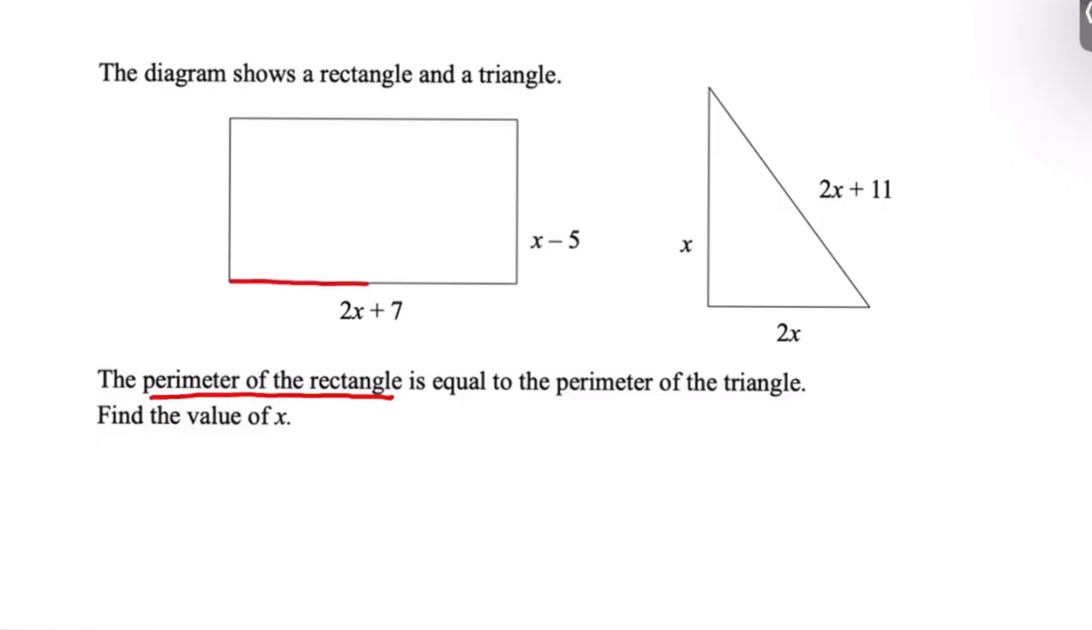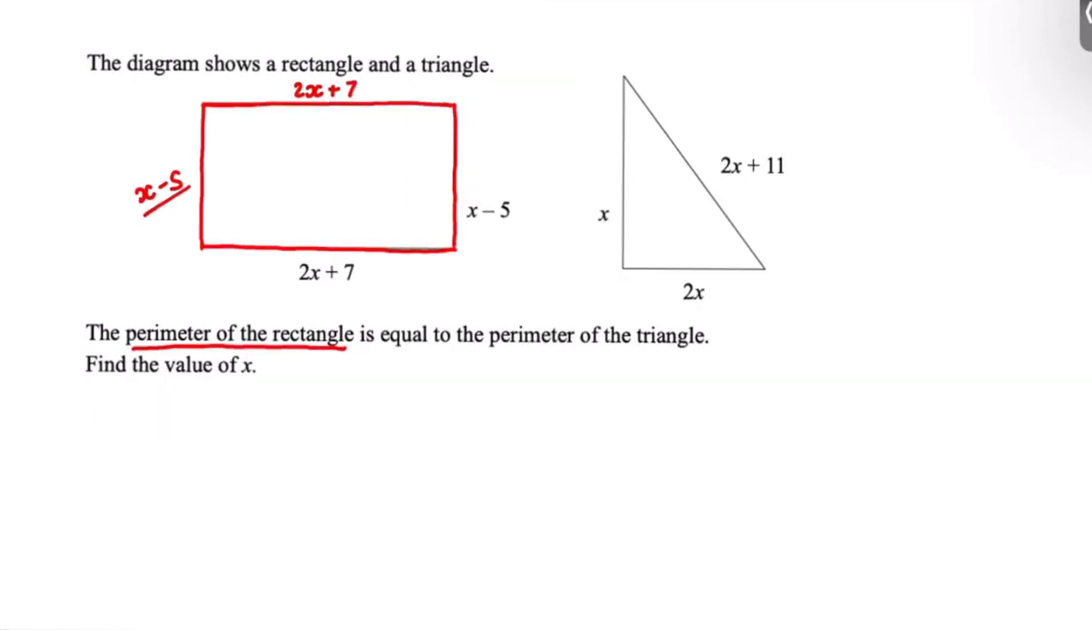That means that if this side is 2x plus 7, the side which is opposite it, this side, is also going to be 2x plus 7. So let's just label that 2x plus 7. Okay, and we know that this side is x minus 5, which means that the opposite side is also going to be x minus 5. So we're just going to label those two down now. So now we've built ourselves a rectangle and it has four sides, and we need to work out the perimeter of the rectangle. So that means we need to add the lengths of all the sides together.